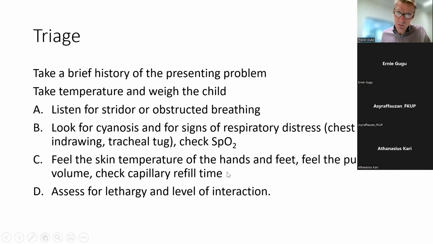And then you check the capillary refill time. When you put all those things together, what the hands and the feet feel like, what the pulse volume is like, what the capillary refill is like, you can make a good assessment of the circulation. And if you can also do a blood pressure, then that's even better. So that's circulation. And then for D, disability, you assess for lethargy and the level of interaction.